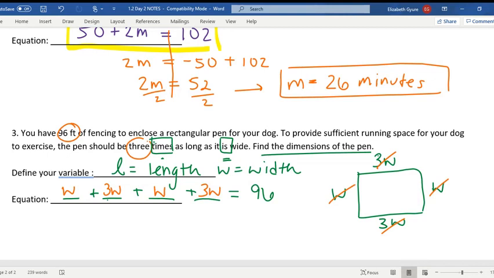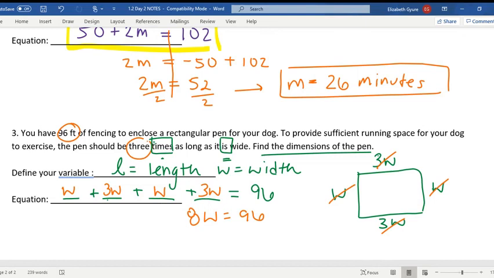So now I can just combine my like terms. Don't they all have W's? They all have W's. So I can add them together. So let's go through and add this together. Just take it one by one. What's W plus 3W? W plus 3W is 4W. Plus another W is going to be 5W. Plus 3 more is going to give me 8W. So write down 8W equals 96.